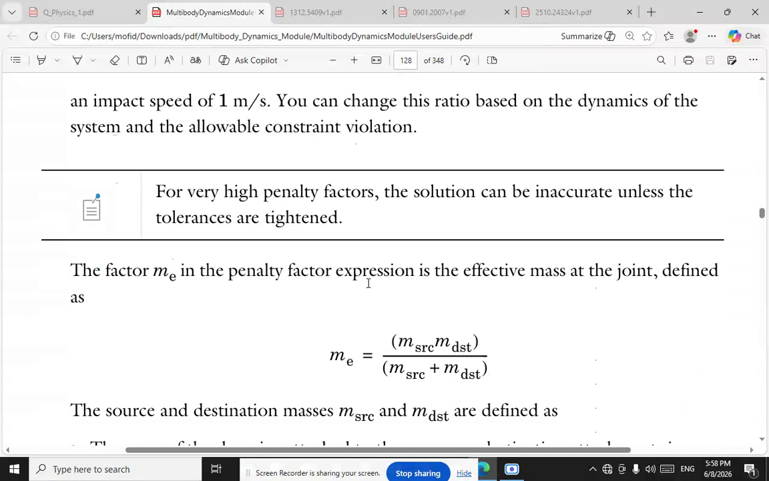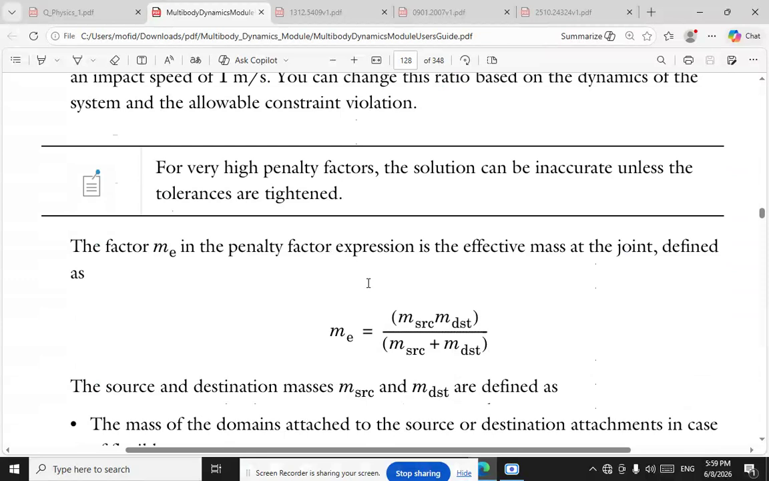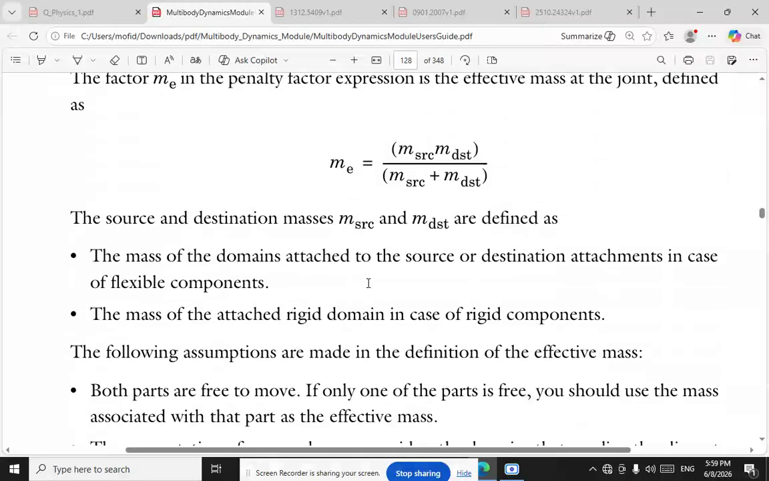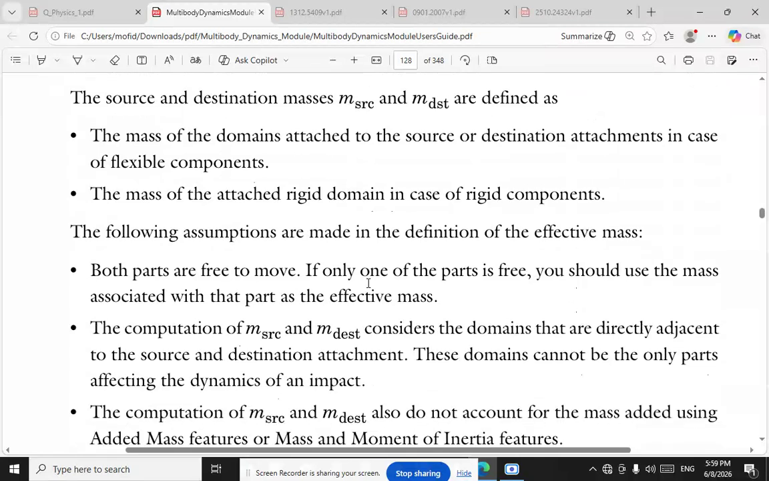For very high penalty factors, the solution can be inaccurate unless the tolerances are tightened. The factor ME in the penalty factor expression is the effective mass at the joint, defined as ME is equal to M source times M destination divided by M source plus M destination. The source and destination masses, M source and M destination, are defined as the mass of the domains attached to the source or destination attachments.